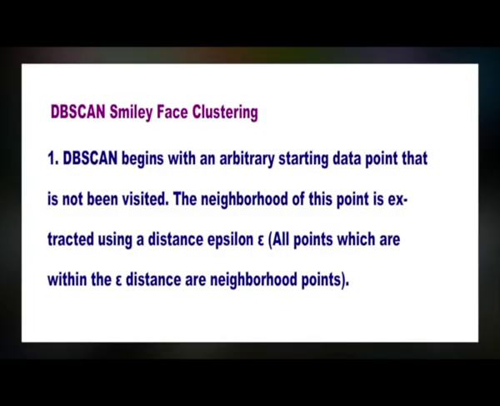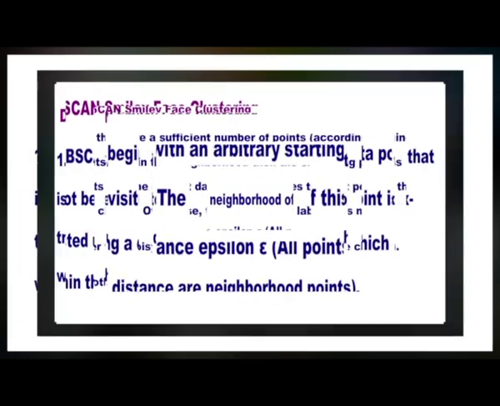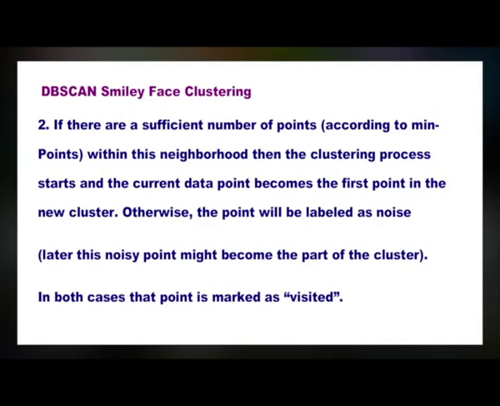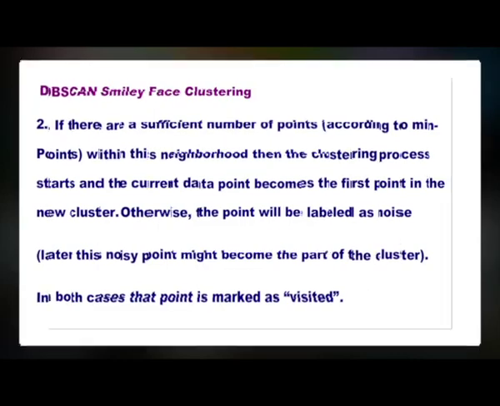DBSCAN begins with an arbitrary starting data point that has not been visited. The neighborhood of this point is extracted using a distance epsilon, that is, all points which are within the distance epsilon are neighborhood points. Now, if there are a sufficient number of points according to the minimum points within its neighborhood, then the clustering process starts and the current data point becomes the first point in the new cluster. Otherwise, the point will be labeled as noise, though later this noisy point might become part of a cluster. In both cases, that point is marked as visited.